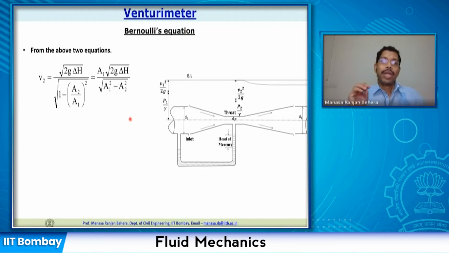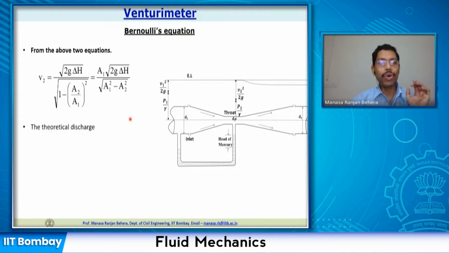Now here the delta H is the head difference. This head difference is of mercury. But what is our actual working fluid? That is possibly different, right? It is not going to be the same as the manometric fluid. So we have to calculate the delta H in terms of the working fluid. Once you calculate that delta H in terms of working fluid, that will be substituted here and you will be able to get the value of the velocity.